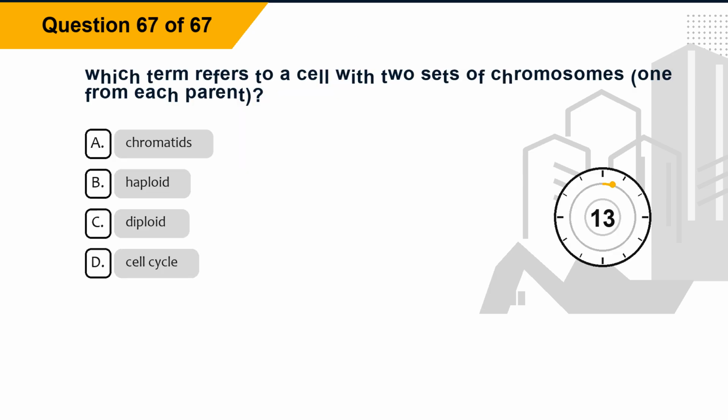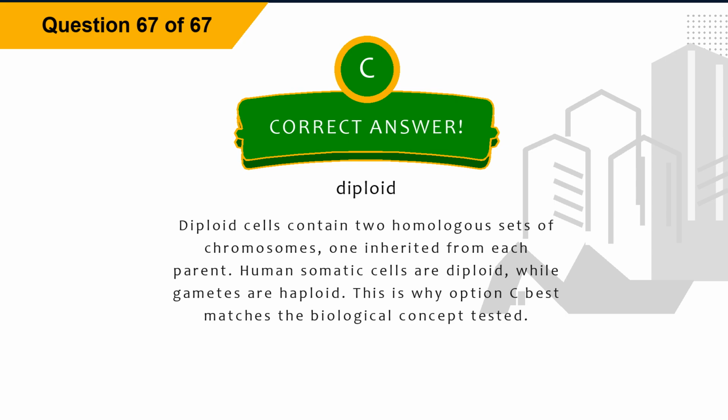Question 67. Which term refers to a cell with two sets of chromosomes, one from each parent? Option A, chromatids. Option B, haploid. Option C, diploid. Option D, cell cycle. The correct answer is option C, diploid. Explanation. Diploid cells contain two homologous sets of chromosomes, one inherited from each parent. Human somatic cells are diploid, while gametes are haploid. This is why option C best matches the biological concept tested.